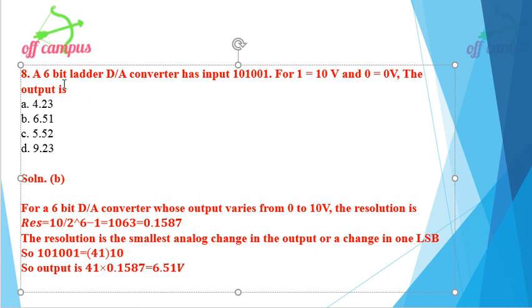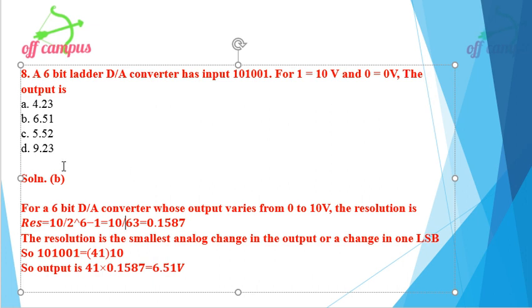N is the number of bits, here given as 6. Then 2 power 6, 2 power 6 minus 1. When we solve this, we will get 10 divided by 63. 2 power 6 what? 64. 64 minus 1, 63. So, 10 divided by 63 is 0.1587, it is the resolution.